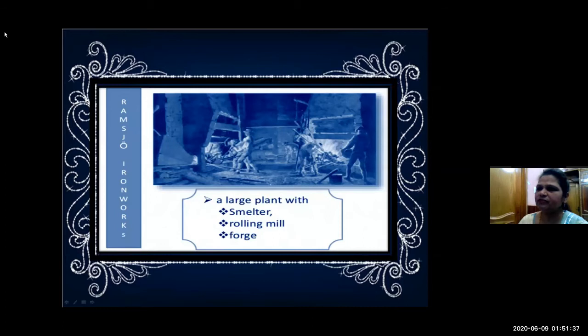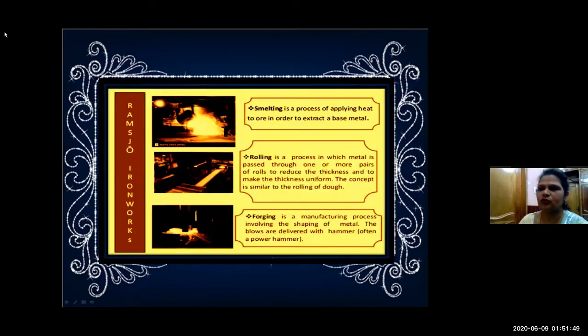He reached there, and this was the Ramsjo Iron Works. This was a large plant with a smelter, rolling mill, and a forge. Let us know what these terms define.